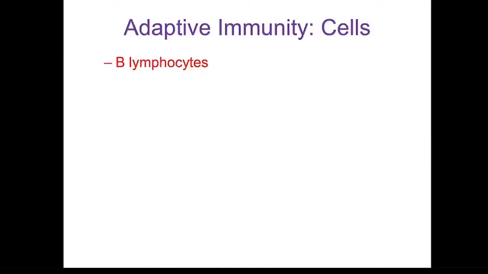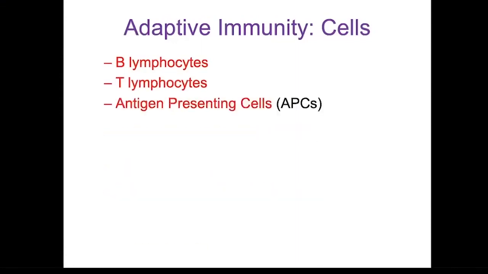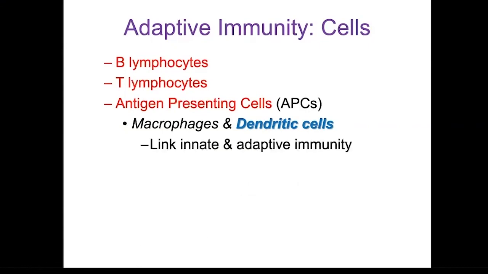Adaptive immunity involves B lymphocytes and T lymphocytes, as well as antigen-presenting cells, or APCs, which are your macrophages and your dendritic cells. I have dendritic cells in blue here. In bold is because they are the main antigen-presenting cells. Both macrophages and dendritic cells are part of the innate immune response, and they will help link the innate and adaptive immune responses. They phagocytize the pathogen as part of the innate immune response. They are nonspecific, so they will eat any type of pathogen.